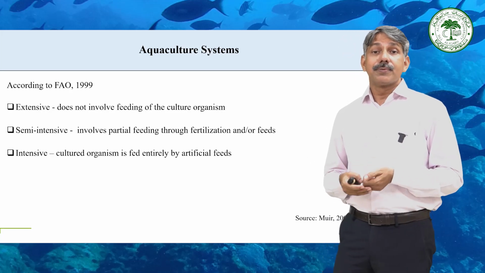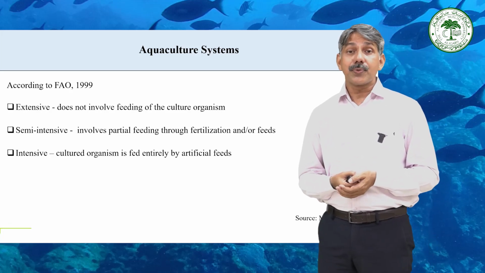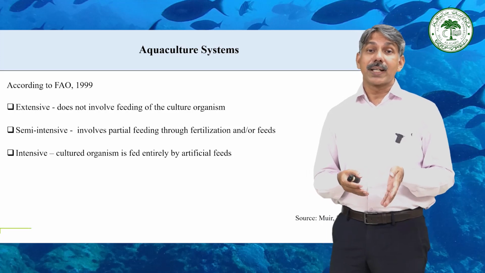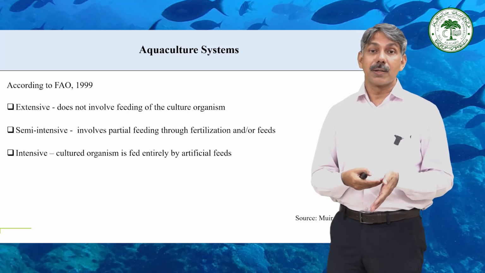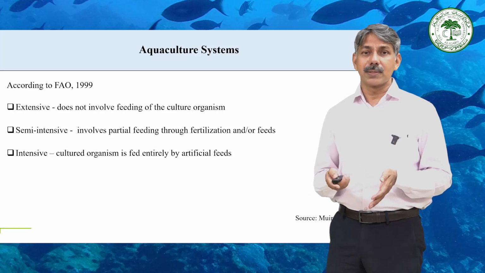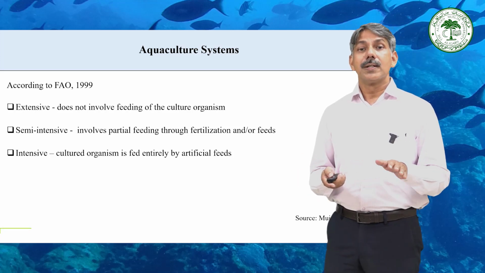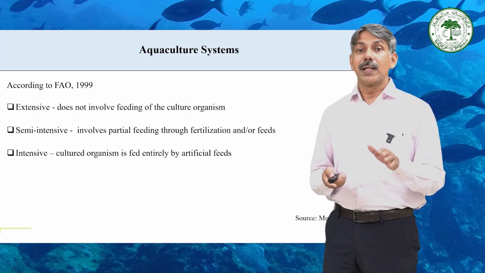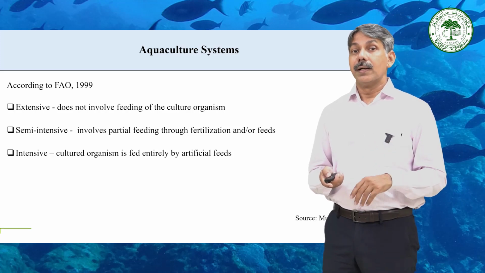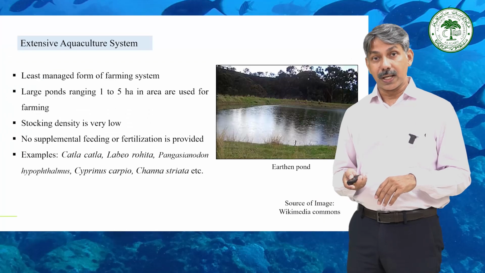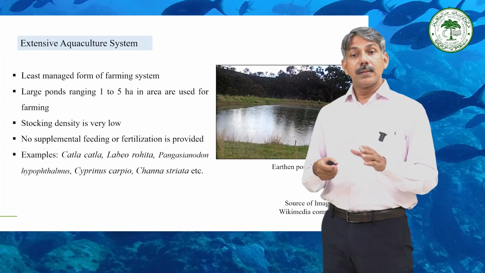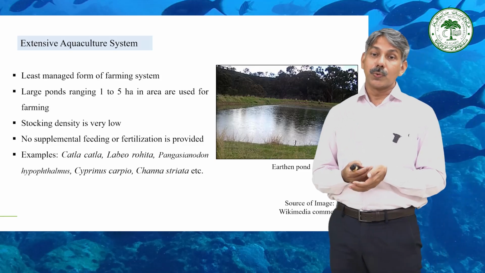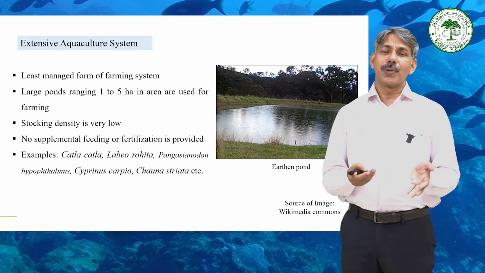But in intensive aquaculture, you have to take care of everything, and you have to take control of everything, from water quality parameters to feed and all the aspects. Here, there is no food from natural sources. All the food requirement will be met by food from outside. In the extensive aquaculture system, as I told you, it is basically the least managed form of farming system.